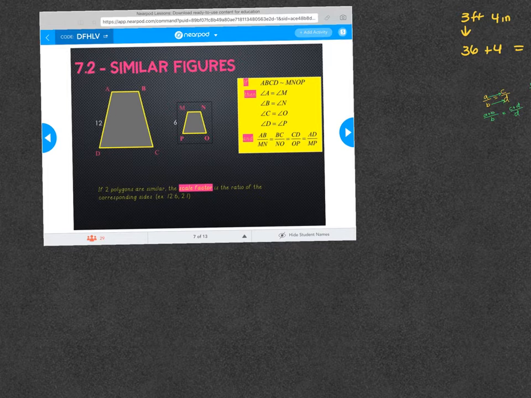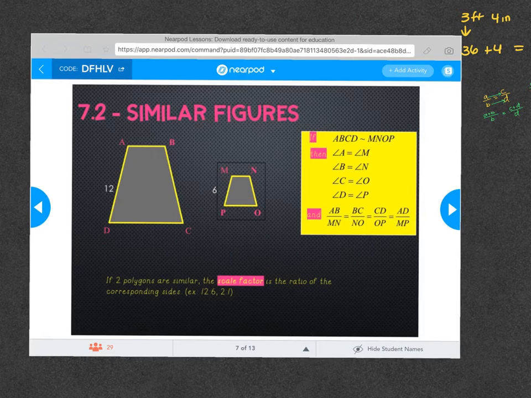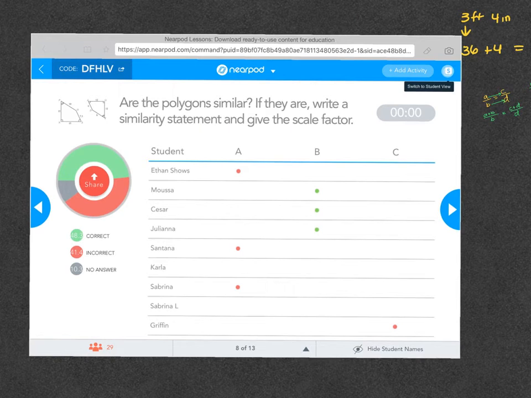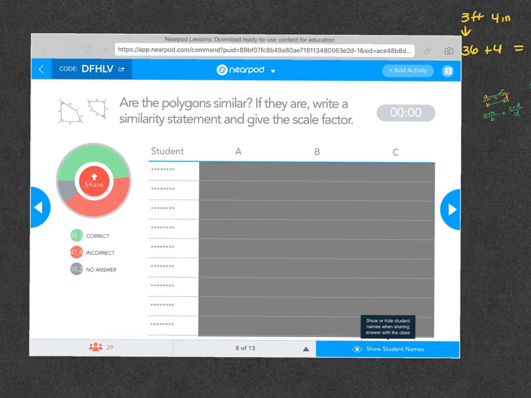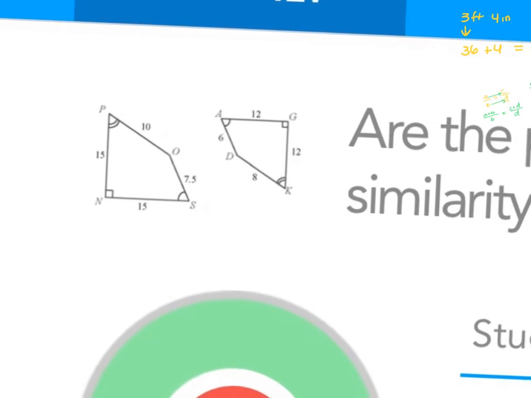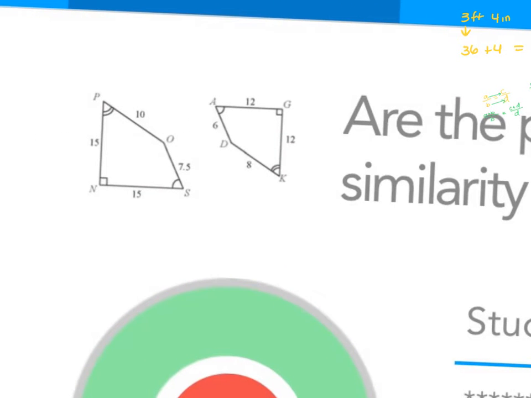Did it go? I don't want to have it too many times and it not go. Okay, so it said, are the polygons similar? And if they are, write a similarity statement and give it a scale factor. If you look at the shape that's there, let me see how zoomed in I can get. There we go.